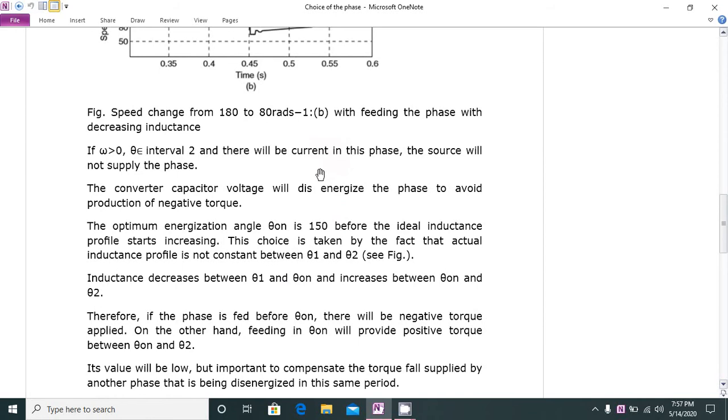And there will be current in this phase, but the source will not supply the phase. The converter capacitor voltage will de-energize the phase to avoid production of negative torque. The optimum energization angle theta on is 15 degrees before the ideal inductance profile starts increasing. This choice is taken by the fact that the actual inductance profile is not constant between theta 1 and theta 2.